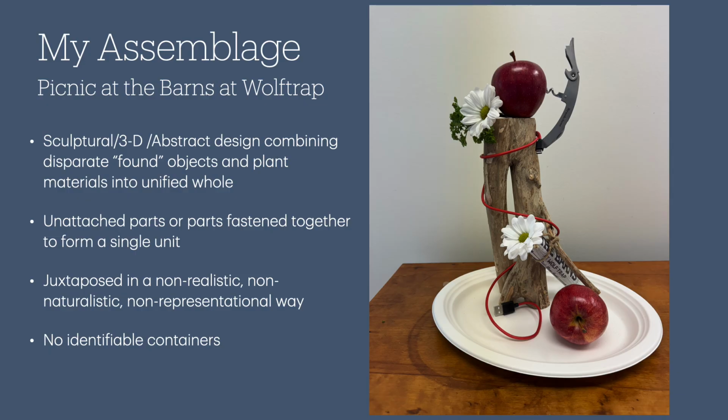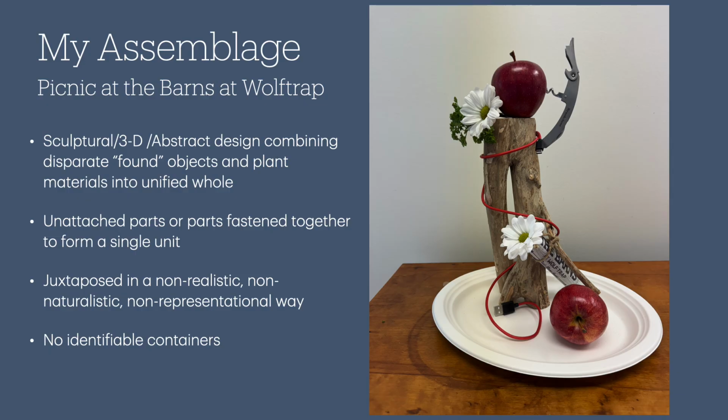So here's a photo of my assemblage, and I'm titling it Picnic at the Barns at Wolf Trap. As you can see, this is a sculptural three-dimensional design. It's abstract, combining my disparate found objects and plant materials into a unified whole. In this case, all of these items are something you might find at your tailgate party or your picnic, but the way that they're combined is in a non-related way. So in other words, I've got the corkscrew poking into an apple instead of a wine bottle.